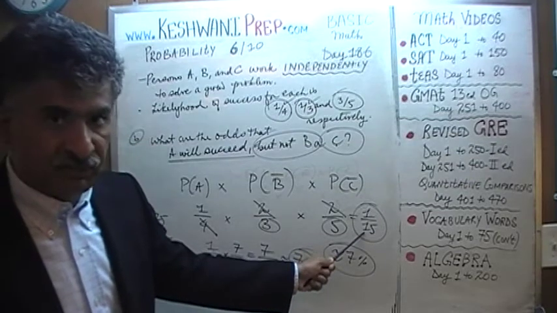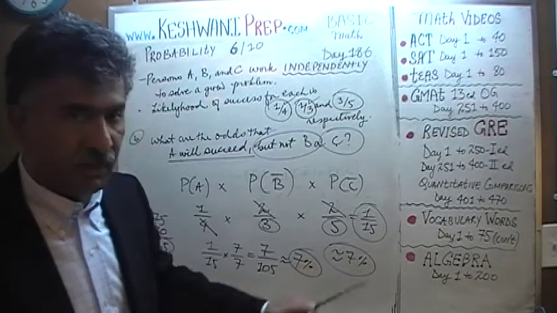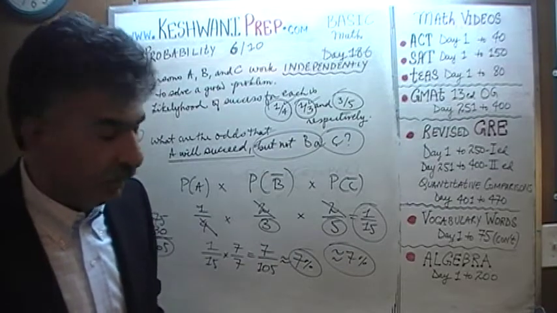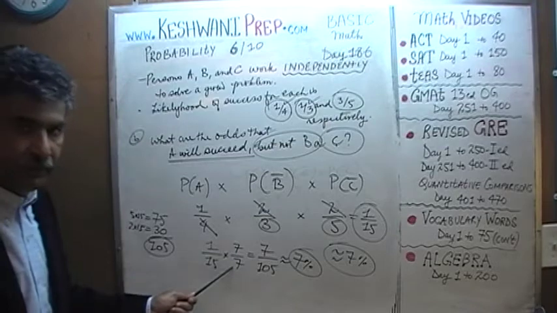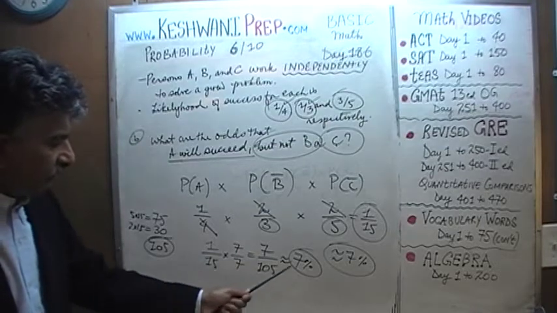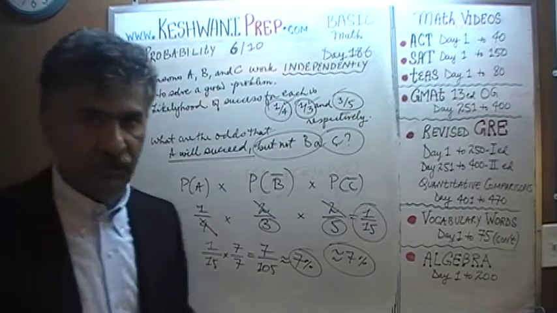The quickest way, the simplest way, the most efficient way to convert the bottom into 100 or something close to 100 is to simply take your fraction 1 over 15 and multiply it by 7 over 7. You end up with 7 over 105, which is approximately 7%, and that's the answer you will pick.